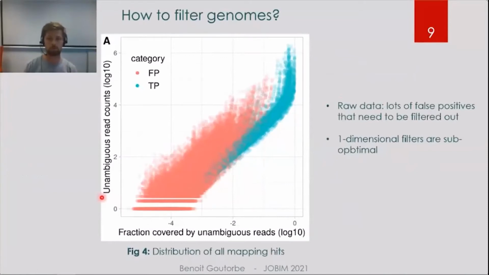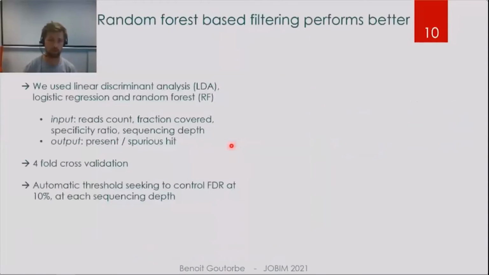To do so, we could put a threshold on the read count or on the fraction covered, but we can notice that we don't take benefit of the shape of this scatter plot, and here we could retrieve some true positives that are relatively rare, so few read counts but well covered. To take benefit of this shape, we used machine learning techniques.